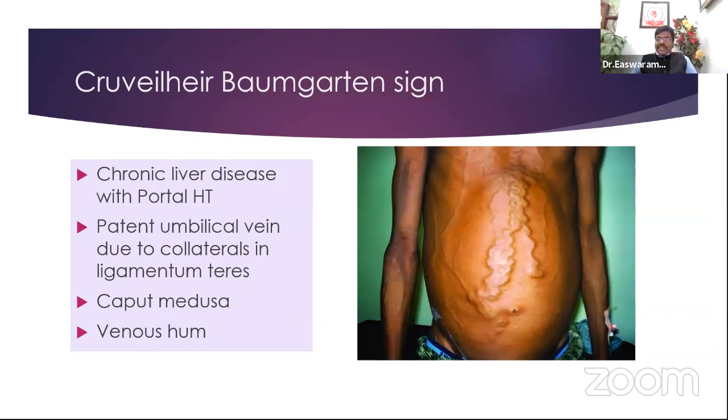The two signs worth recollecting here: one is the Cruveilhier-Baumgarten sign. What is that? In a case of known chronic liver disease with portal hypertension, who might have periumbilical veins, predominantly in the epigastric region, because there is a flow of venous blood through the patent umbilical vein due to collaterals in the ligamentum teres, the falciform ligament. Because of the constant hyperdynamic circulation, sometimes it will be only here, or there will be something like a caput medusae, like spokes of a wheel all around the abdominal wall. Then if you put the diaphragm, you can hear the venous hum. That is the Cruveilhier-Baumgarten sign.